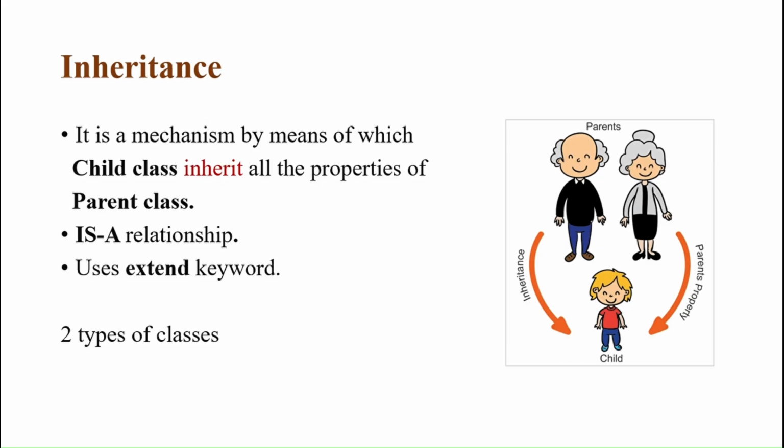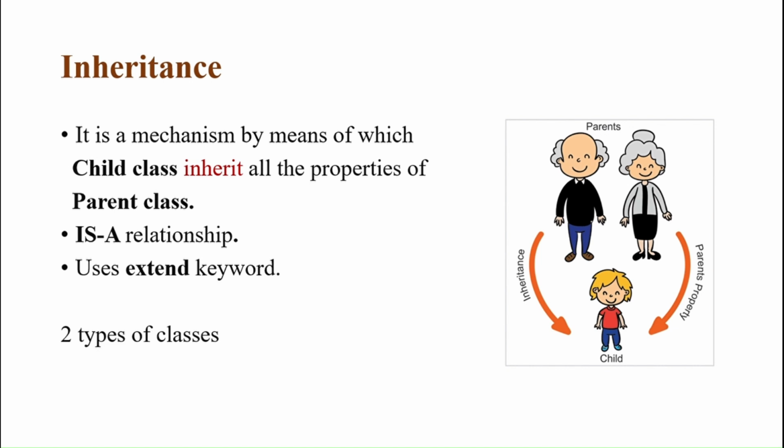So after understanding what exactly a class and an object are, now we are ready to learn our first concept of the object-oriented programming system, that is inheritance. Inheritance is an important pillar of object-oriented programming. It is a mechanism by means of which the child class, or derived class, inherits all the properties of a parent class, also known as a base class.